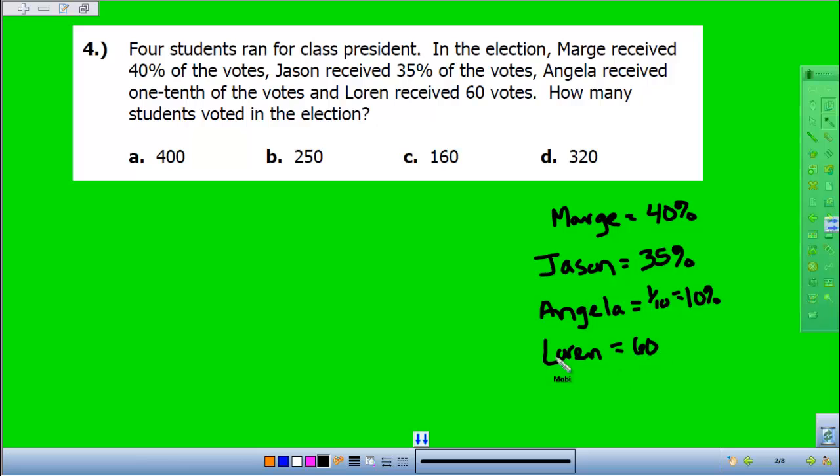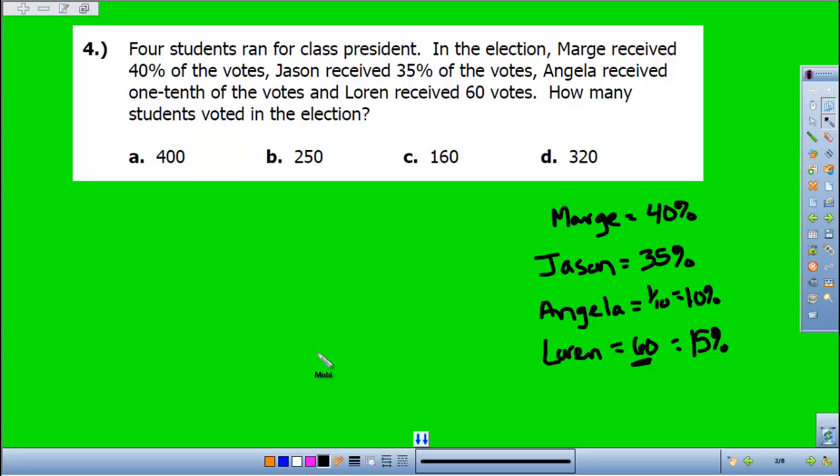So when I want to figure out, I need to make them all percents or all numbers. So first, since 3 of them are percents, I'm going to make Lauren a percent. So I know how many votes, 60. So what percent is that of the total? So Marge had 40, Jason had 35. 40 plus 35 is 75%. Plus 10 is 85%. And Lauren, 60 votes then would be whatever's left. So she had 15%. So I know that 60 votes equals 15% of the total.